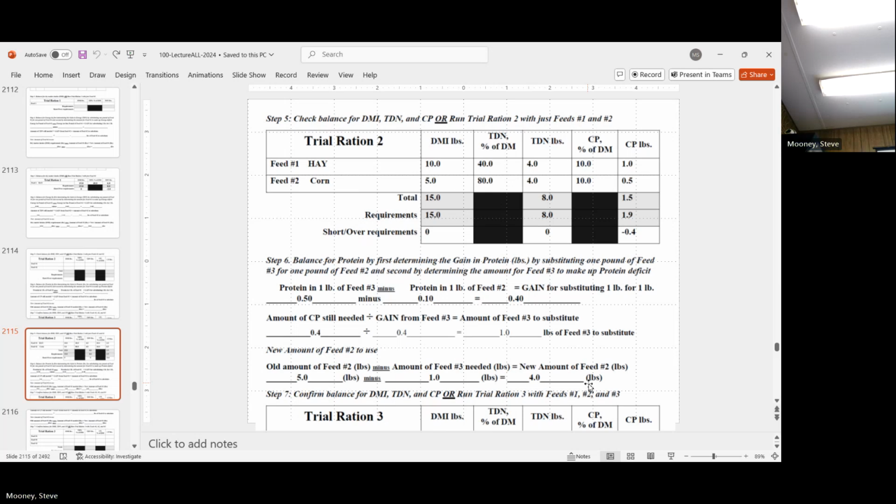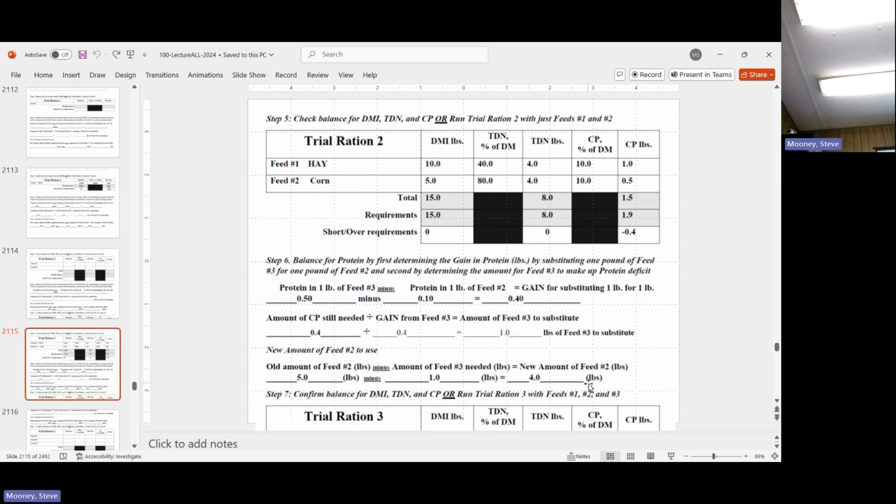Substituting. So my need gets moved down here, my gain gets moved down. 0.4 times 0.4 gives us what? 0.16. As a general rule, I do 1 decimal place for dry matter intake, 2 decimal places for energy, and 3 decimal places for crude protein. That seems to work best. And we'll go over that, but you can still round to whatever you want, and it'll still work out.